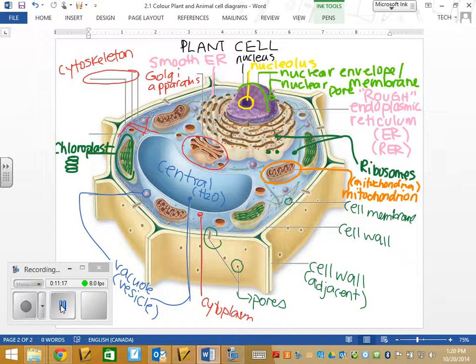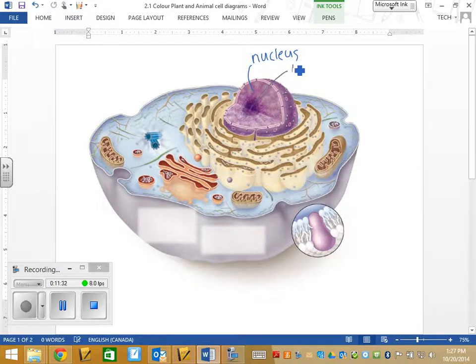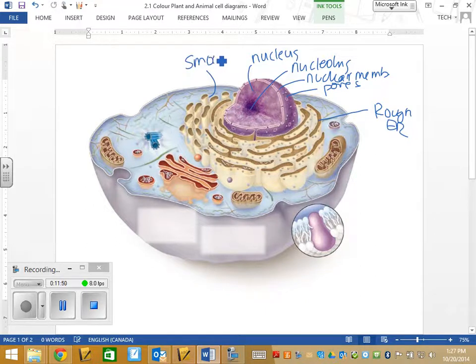So I'm just going to pause here. So I'm just going to go over this picture of the cell so that you're sure that you identified all of the parts. Up here you have the nucleus, the nucleolus, the nuclear membrane, and the nuclear pores, just like you have on the other side. Over here you have the rough endoplasmic reticulum. Over here you have the smooth endoplasmic reticulum. Somewhere on the rough endoplasmic reticulum you should have seen a ribosome.